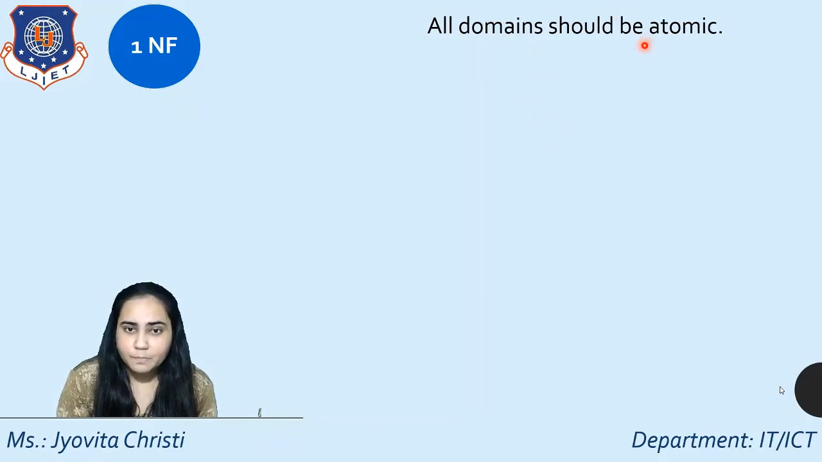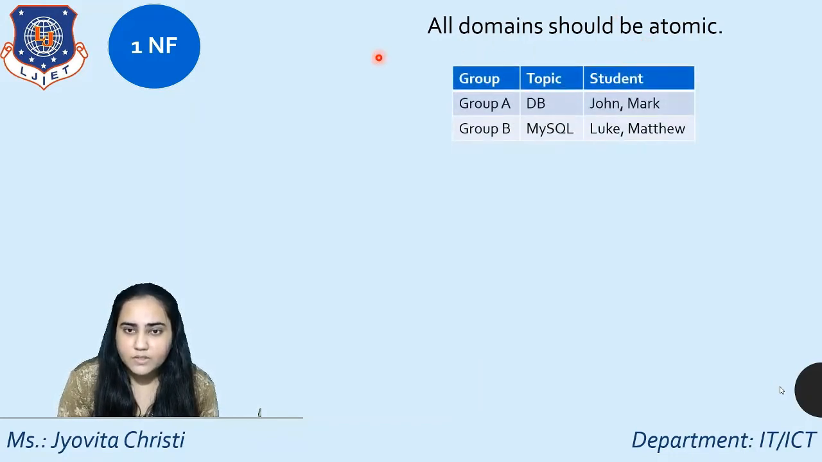For example, you can see here there is a table. So this table contains three columns: group, topic, and name of a student. There are two groups, group A and group B, and the topics are DB and MySQL. And you can see that in the student column, there are two students mentioned, John and Mark. So John and Mark both are studying DB. And Luke and Matthew both are studying MySQL, which is in group B.